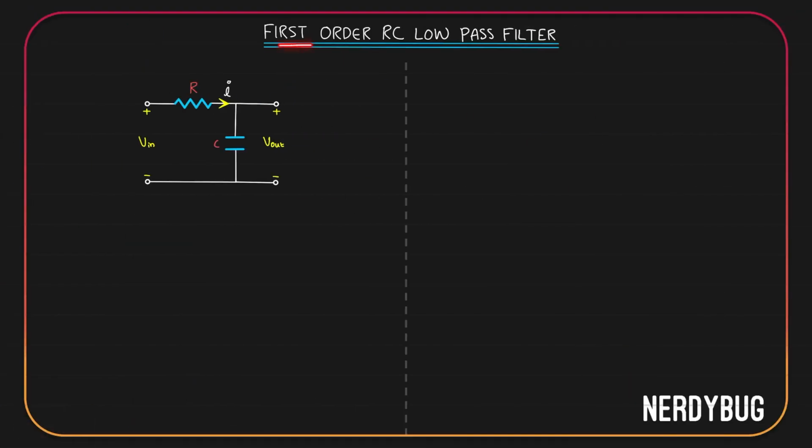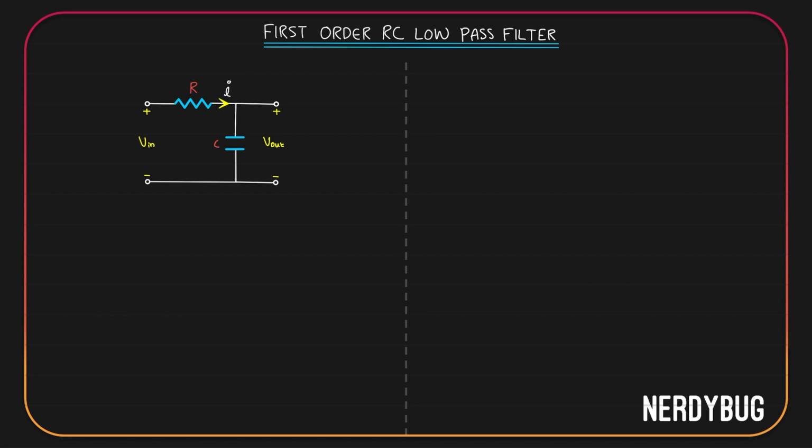Let's go to the next circuit. The first order RC low pass filter. It is first order because the differential equation that defines this circuit is of first order. This is also a simple RC circuit. It has a resistor of resistance R, capacitor of capacitance C. Input is given over here. The only difference it has from the high pass filter is that the output is taken across the capacitor instead of the resistor.